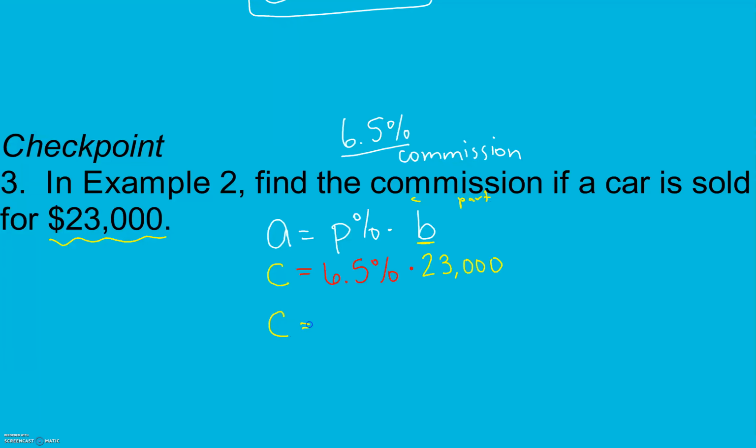Okay, we can multiply here. And when we do, we get $1,495. So that's how much the salesperson made off just selling this one car.